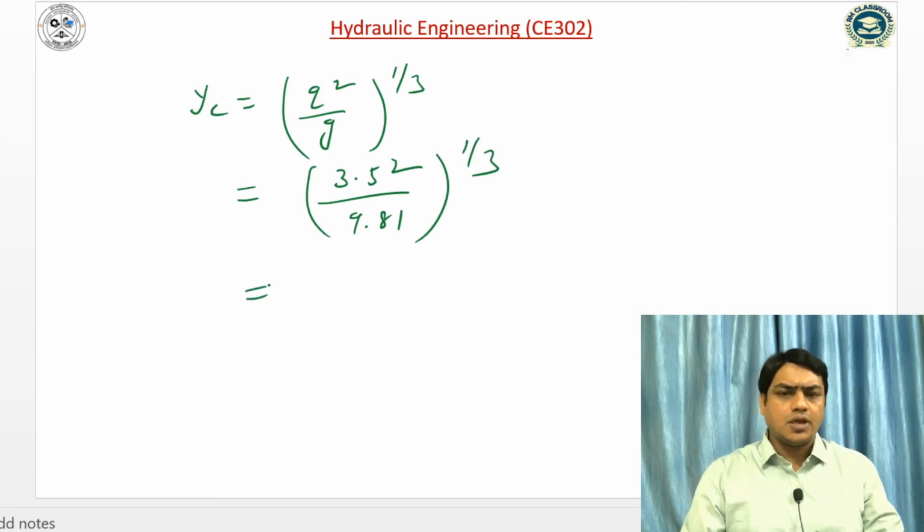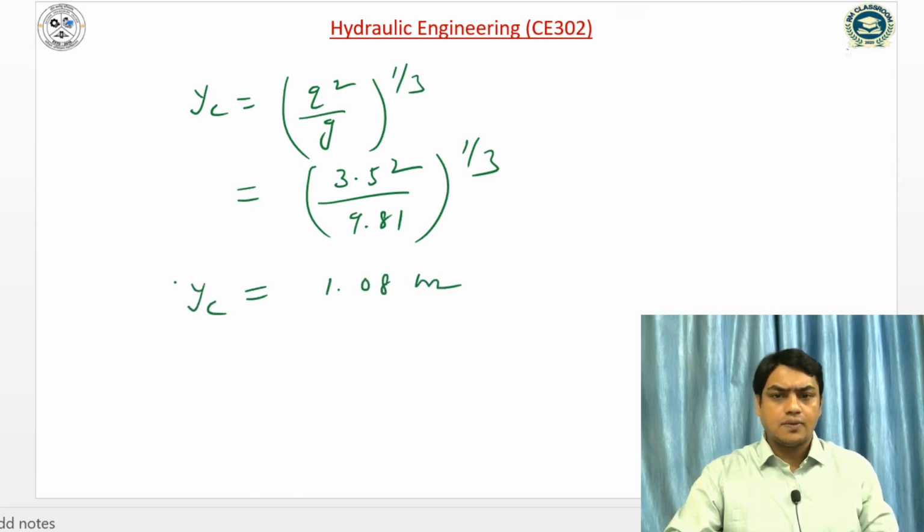So critical depth will be 3.5 whole square divided by 9.81 to the power 1 by 3. So it is 1.08 meters. So this is the critical depth.